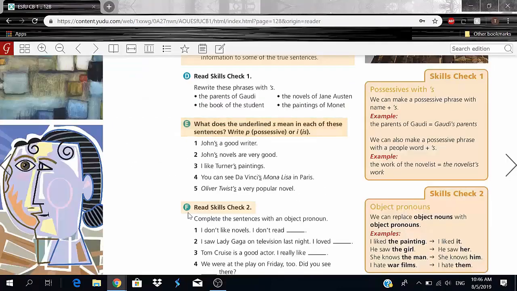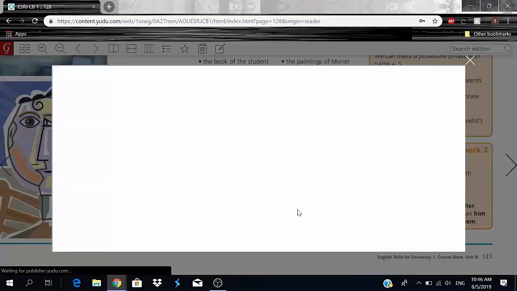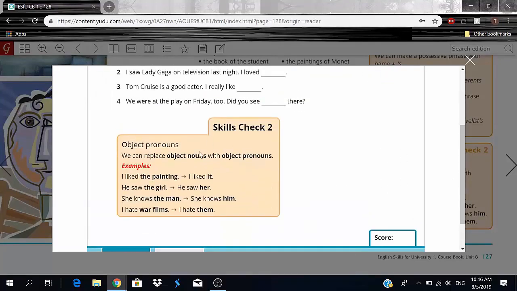Now, let's move on. Here we have skills check 2, and here we're talking about object nouns and how we can replace them with object pronouns. You guys remember in the beginning of this book we talked a little bit about nouns and how we usually change nouns to pronouns so people don't get bored. Well, we can do the same with object nouns. Let me see if I can zoom in for you guys here using the skills check 2. Oh, that's much better. So let's have some examples here.